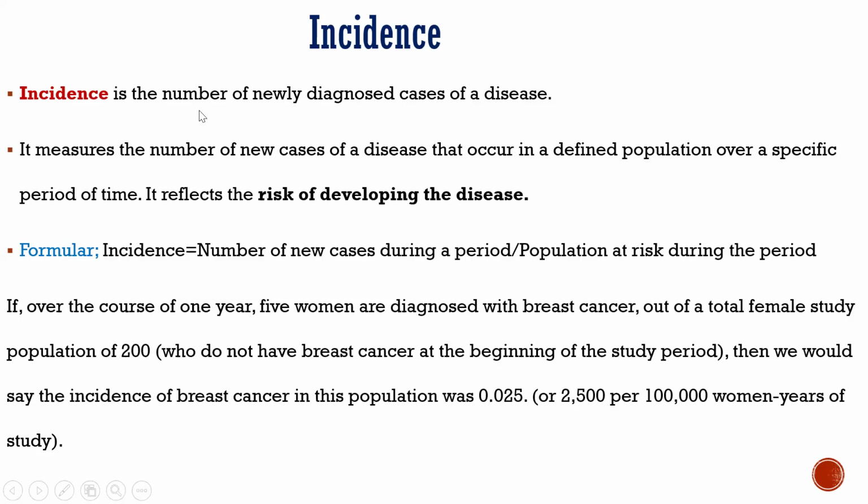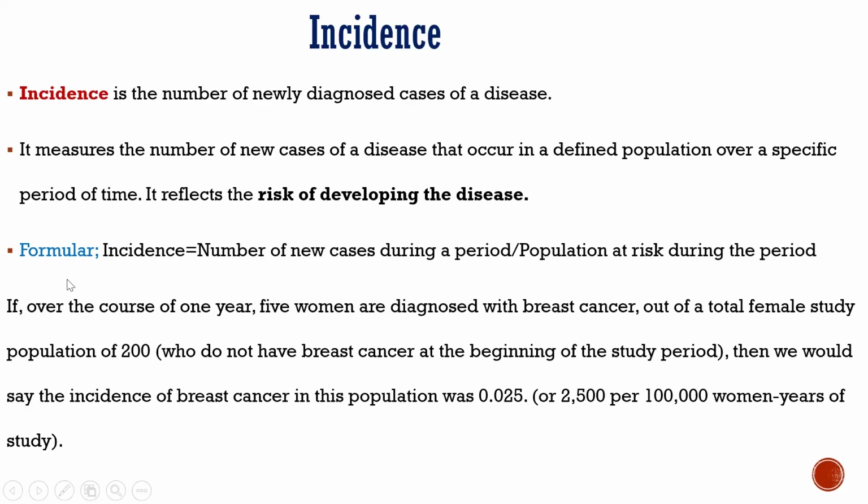So incidence differs from prevalence in the sense that incidence is talking about new cases. It is just interested in new cases, while prevalence is talking of existing cases plus new cases, how many people already have the disease, how many people subsequently contracted the disease, but incidence is just concentrated on newly diagnosed cases of a disease. So there's also a formula for incidence, which is the number of new cases during a period over the population at risk during that particular period.